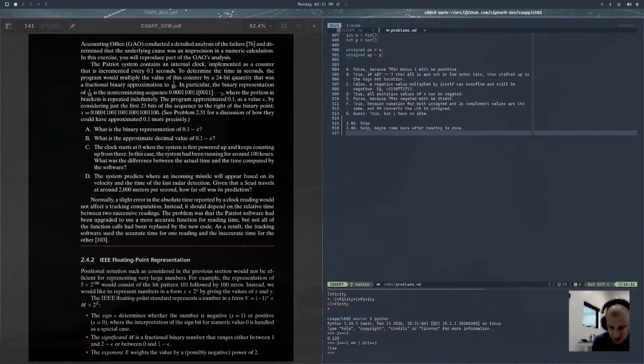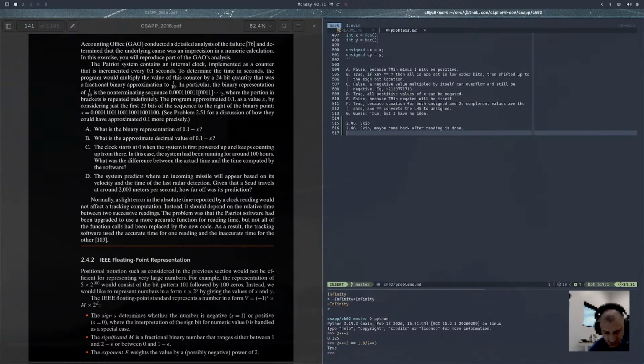Okay, positional notation such as considered in the previous section would not be efficient for representing very large numbers. For example, the representation of 5 times 2 to the 100 would consist of a bit pattern of 101 followed by 100 zeros. Ugh. Instead, we would like to represent numbers in the form of x times 2 to the y by giving the values of x and y.